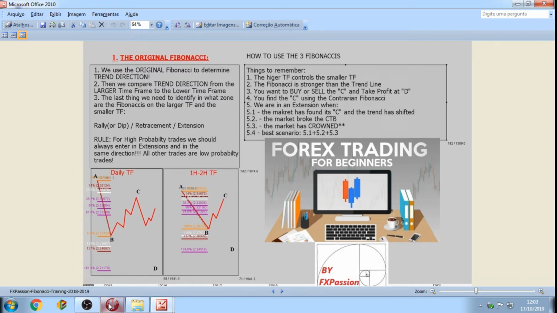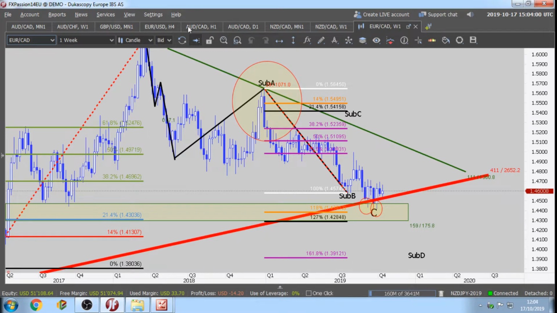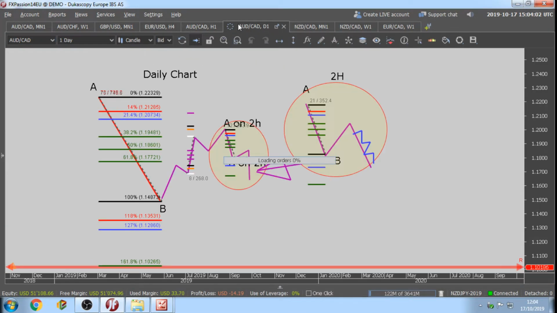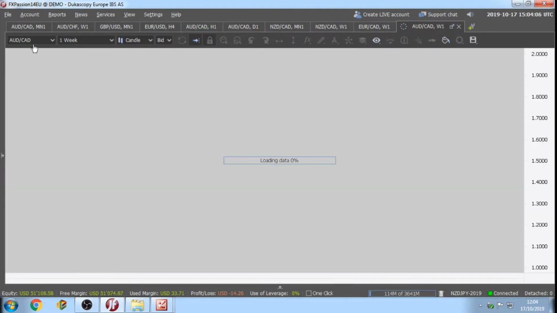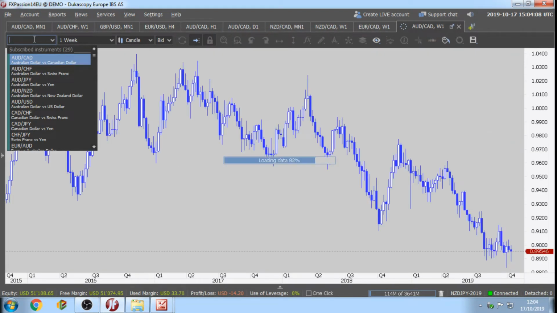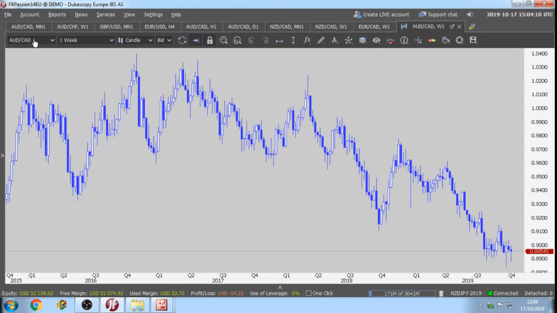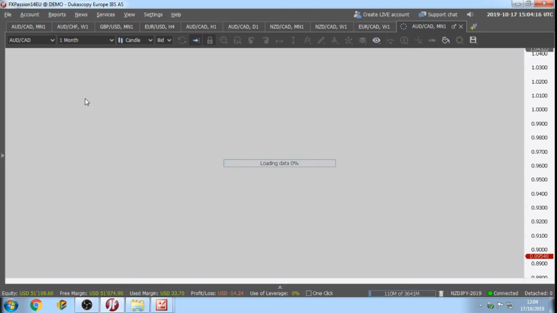Okay, AUD CAD. So number 1, you use the original Fibonacci to determine trend direction. So AUD CAD, we are going to open AUD CAD. Tell me everybody, we are opening AUD CAD. What time frame? Should we start with the monthly? Should we start with the weekly?